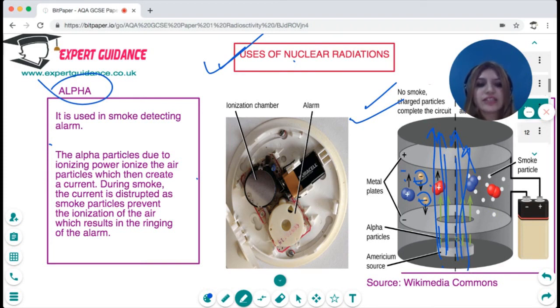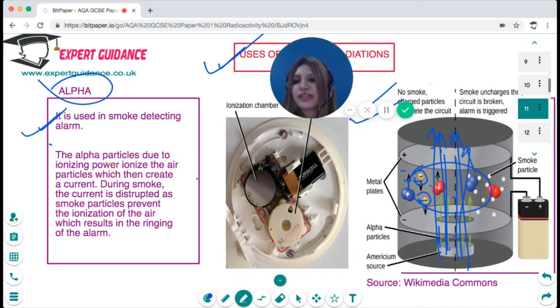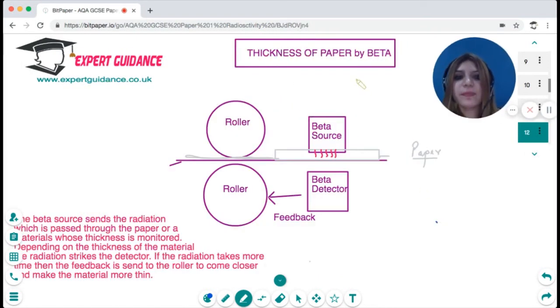Now, as soon as the smoke comes in, what will happen? The smoke particles will stop the ionization and the current will cut off, and that will ring the alarm. Okay, so that is the principle of the smoke detecting alarms. So the alpha particles, due to ionizing power, ionize the air particles, which then creates a current. During smoke, the current is disrupted as the smoke particles prevent the ionization of the air, which results in ringing of the alarm.